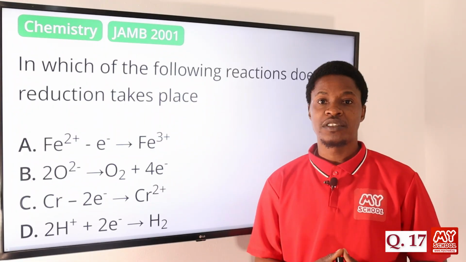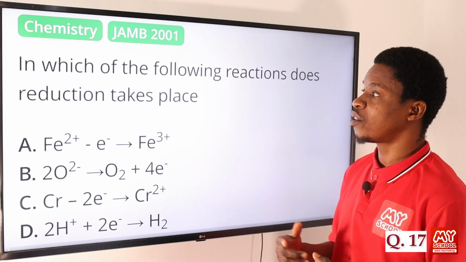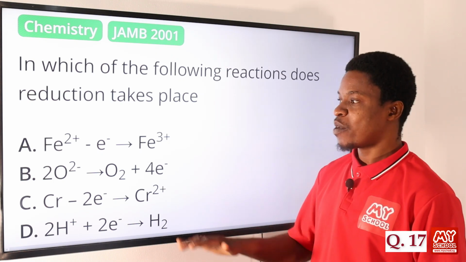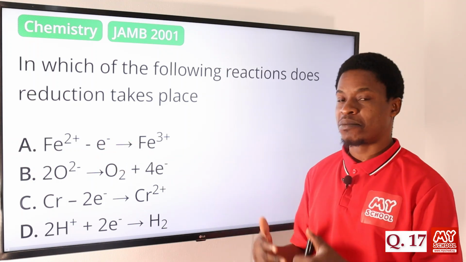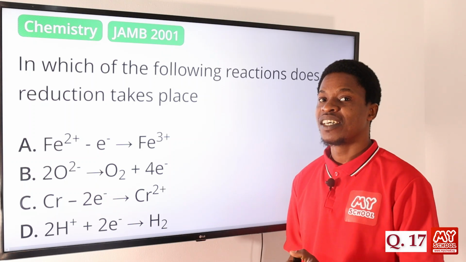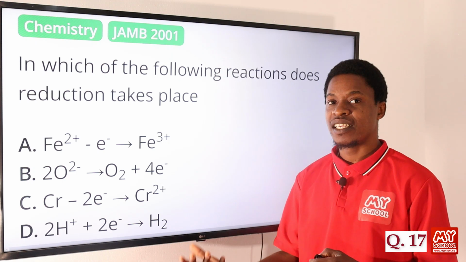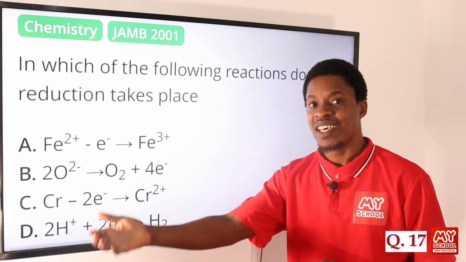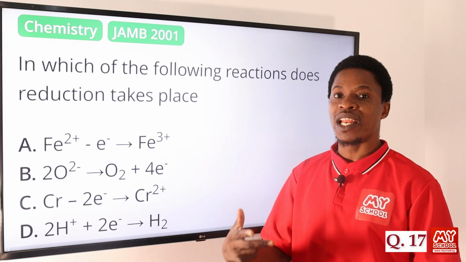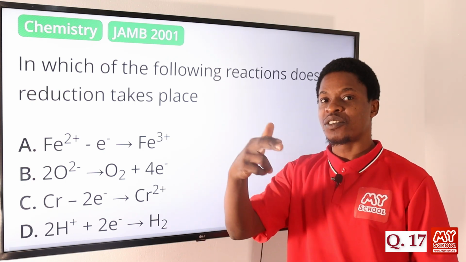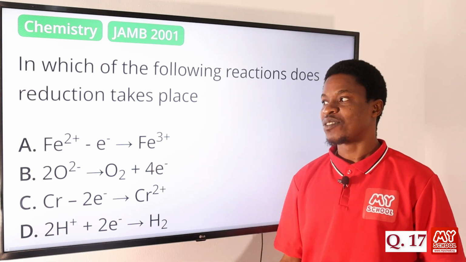Now let's move on to question number 17. In which of the following reactions does reduction take place? We have chemical equations of reactions here. Usually it is an oxidation-reduction reaction, but you must know that oxidation is the loss of electron, while reduction is the gain of electron. We use the acronym OIL RIG. OIL: oxidation is loss of electron. RIG: reduction is gain of electron, okay.